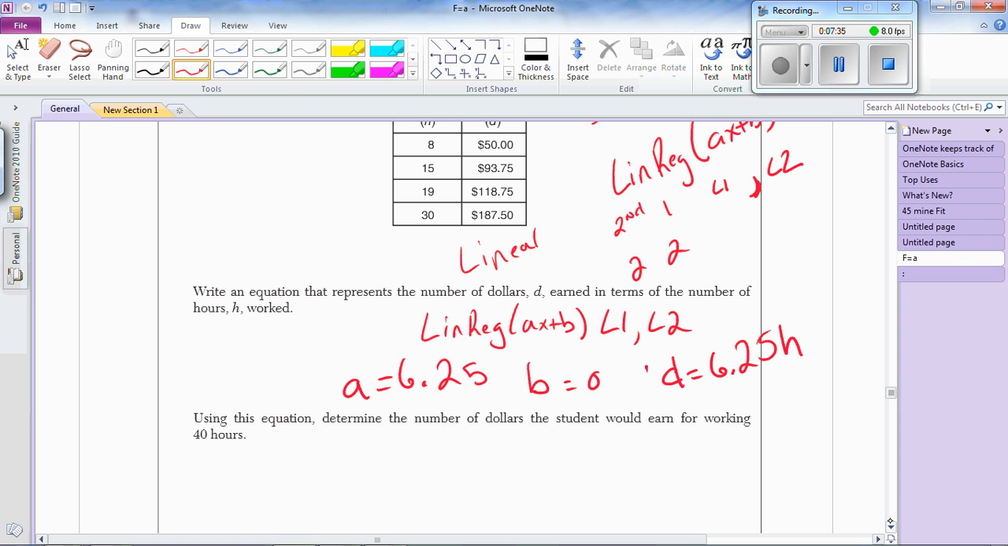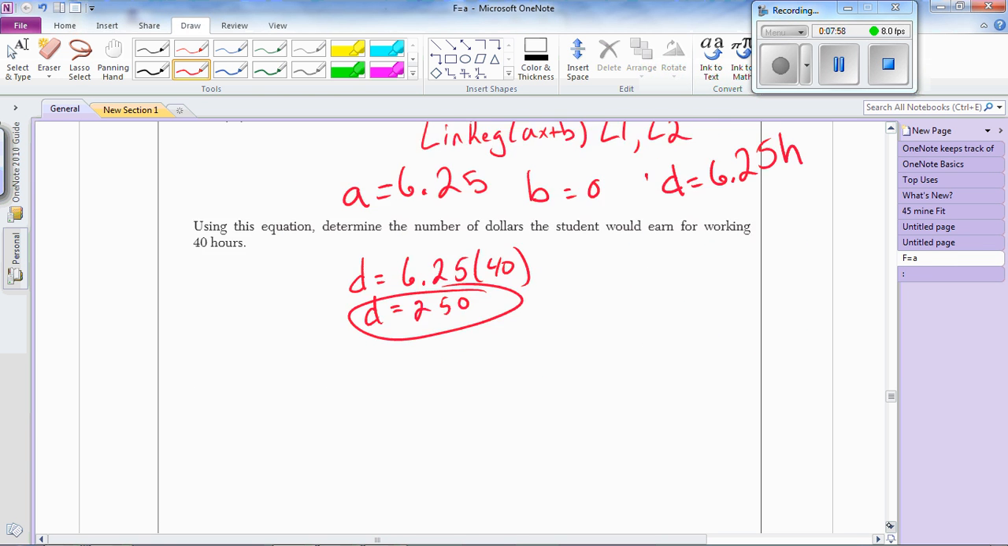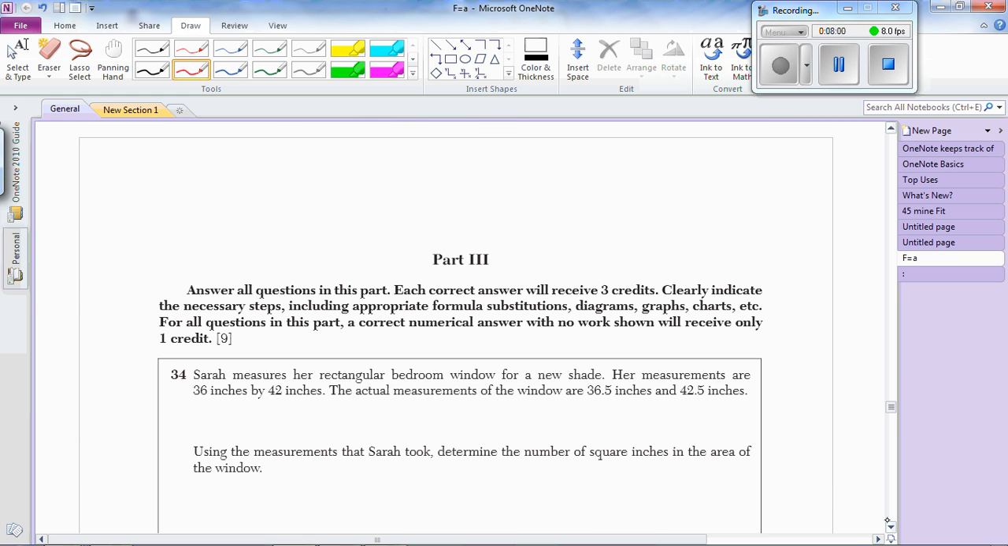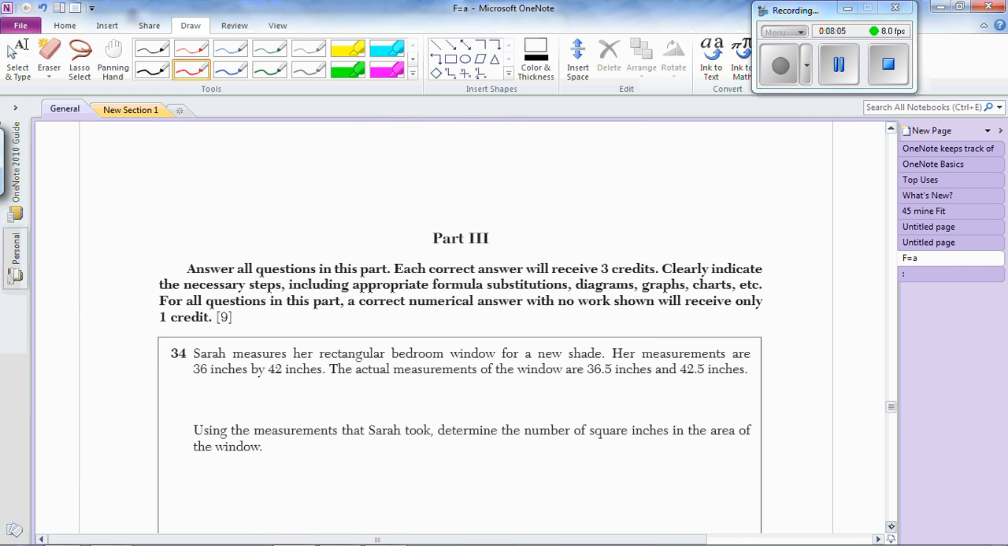Alright, so we're going to use this number of hours to figure out how much money I would make if I earned $40. So dollars is equal to 6.25 times 40, or D equals 250. That's it. Simple question. Part 2 shouldn't take that long. I chose to do it a little bit longer, but whatever.